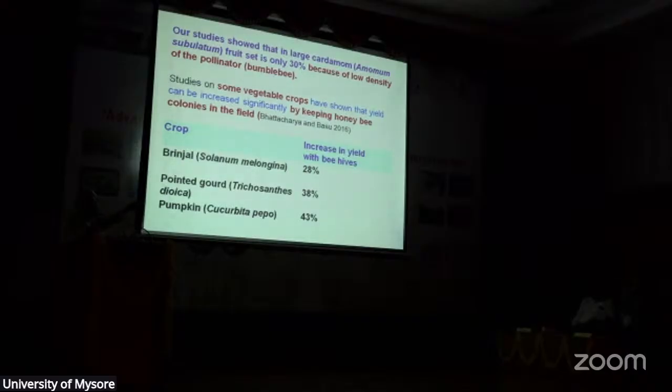Subsequently, in 2016, another paper was published on some of the vegetable crops. What they compared is the fruit set in the control and where you keep honeybee colonies. You can see that by keeping honeybee colonies, the yield was increased by 28% in brinjal, 38% in pointed gourd, Trichosanthes, and 43% in pumpkin. So just by simply keeping honeybee colonies, you can increase the yield, because there was a deficiency of pollination.